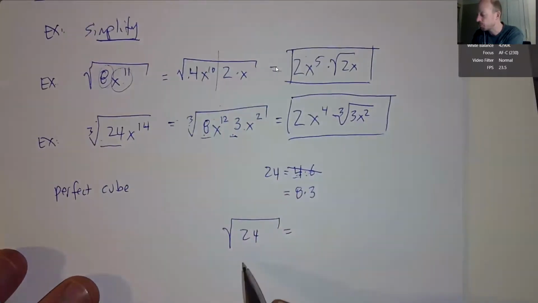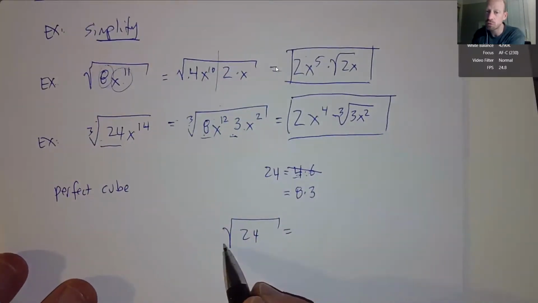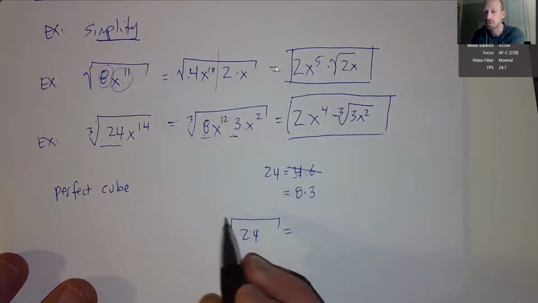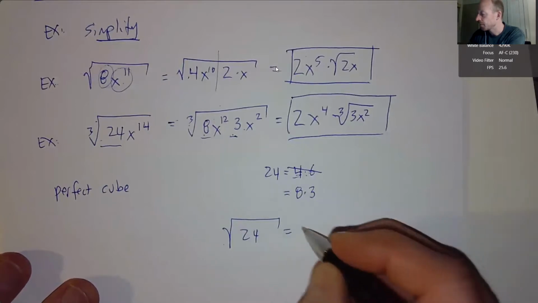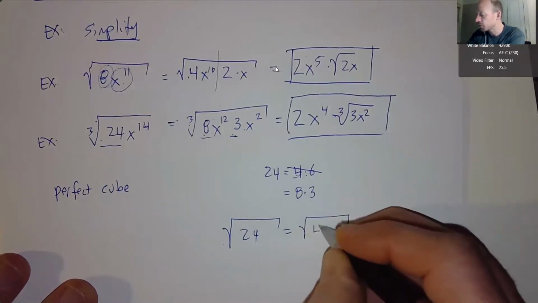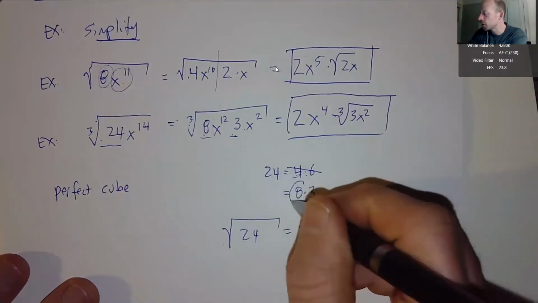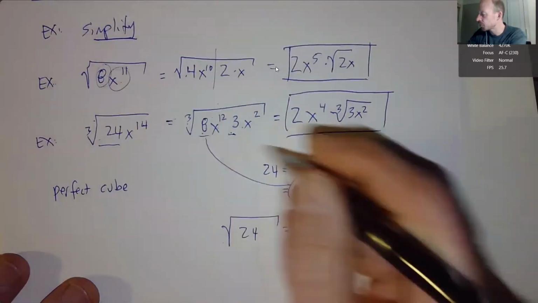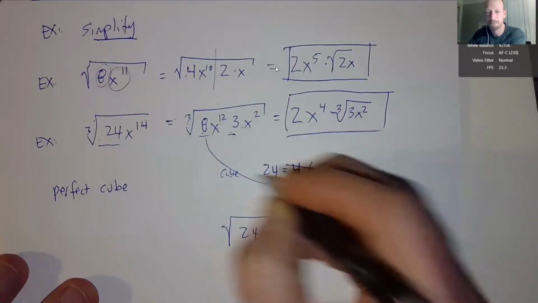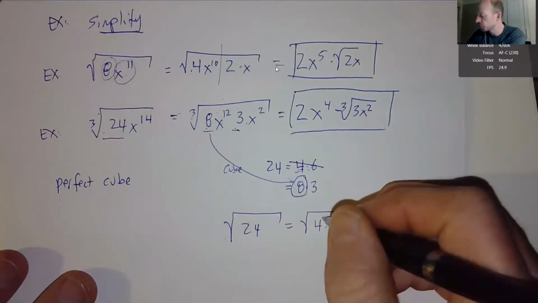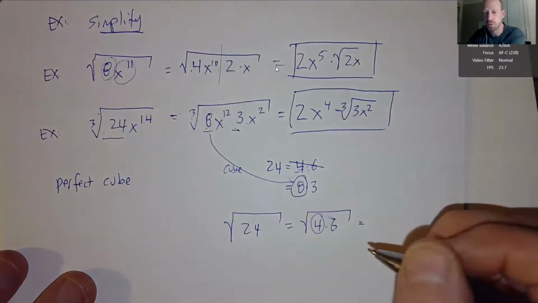Okay. If my problem was this instead, the square root of 24, here I had the cube root of 24, but this one is the square root of 24. That one I would want to factor as 4 times 6, since that one is not the perfect cube way. So we're using the 8 because 8 is a perfect cube, but here we're using 4 because I'm looking for square roots.